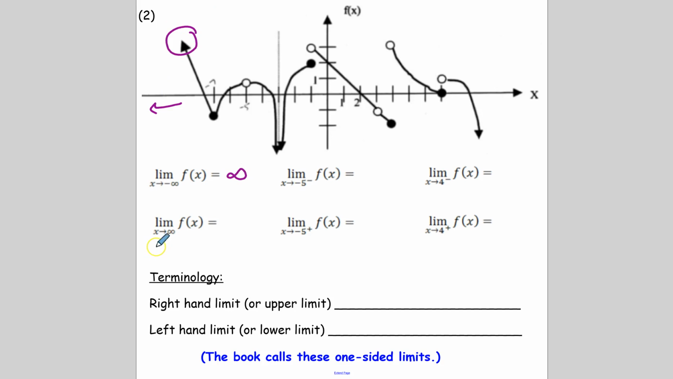I'll go to the one below it, the limit of f of x as x approaches infinity. So the x values are going infinitely far this way. What's happening to the y values? Looks like they're going down toward -infinity.